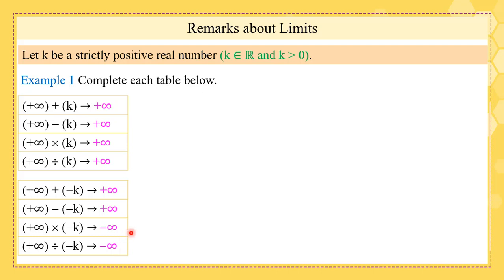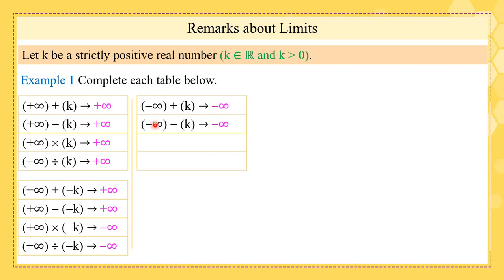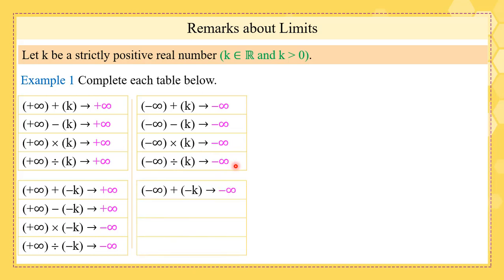Again and again, I'd like to remind you that k is a positive quantity. Now, what is negative infinity plus k? This is negative infinity, and negative infinity minus k is negative infinity. Negative infinity times a positive k is negative infinity, and negative infinity divided by k is negative infinity. Now negative infinity plus negative k is negative infinity, and negative infinity minus negative k is negative infinity, and so on.